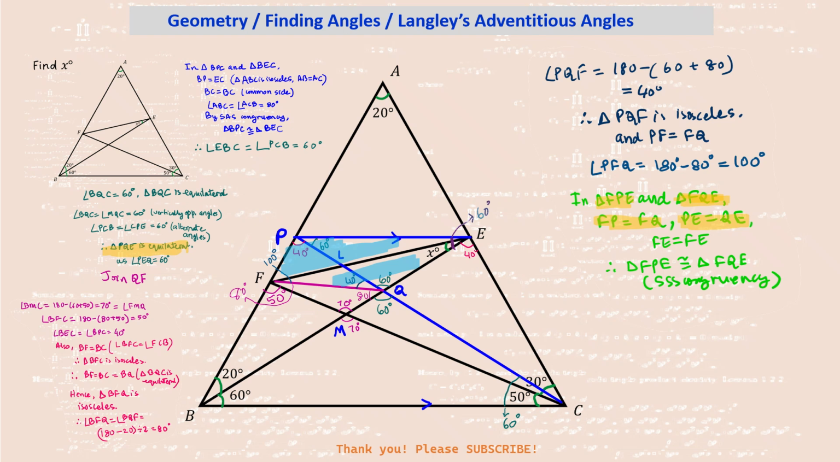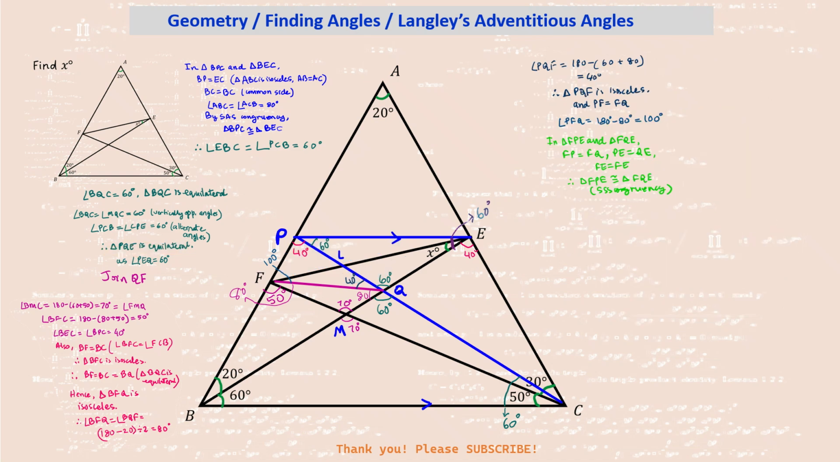So now, if these two are congruent, then these two angles are x. This is x, and the other bit is also x, and angle PEQ is 60 degrees. Hence 2x is 60 degrees, so x is 30 degrees.